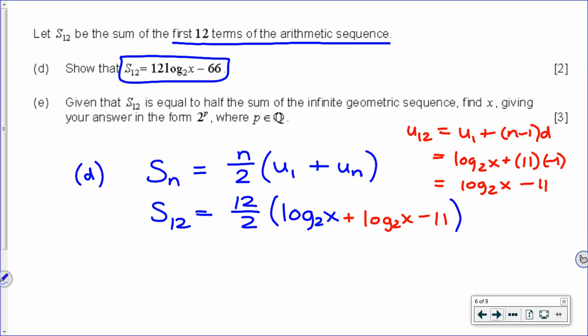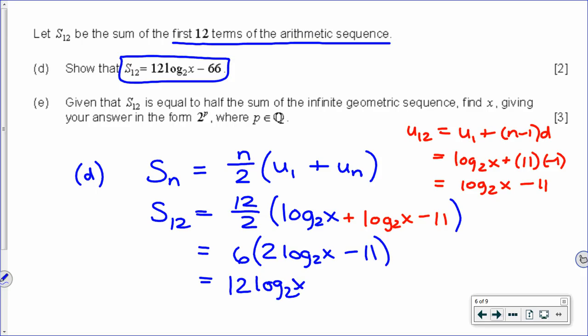And then I can simplify this. So 12 over 2 is 6. Log base 2 of x plus log base 2 of x is 2 log base 2 of x. And then I have a minus 11, and then I can distribute the 6, and I'll get 12 log base 2 of x minus 66, which is what they were asking me to show that S sub 12 equals. So I independently got it, showed all my work for it.